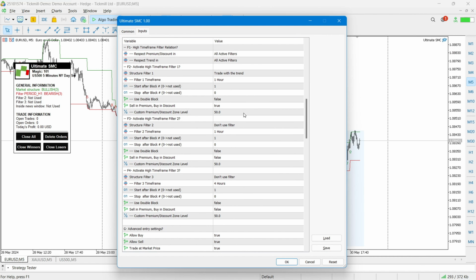And the last part we talk about is really premium and discount. So we can activate premium and discount for each filter, and we can define a specific level for this premium and discount. By default, it's 50%. What you need also to know is the premium and discount for each filter. So filter 1, filter 2, filter 3 will work together based on the respect premium and discount option. However, the trend filter on filter 1, filter 2, and filter 3 will work together based on the respect trend in. So the value is all active filter or one of the active filters.